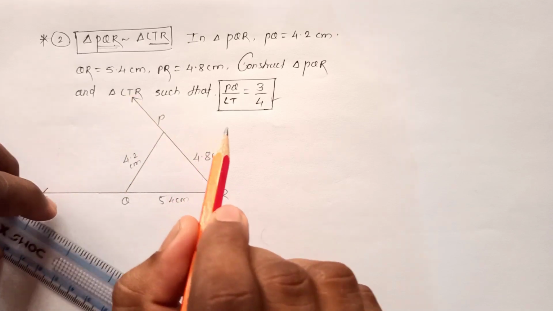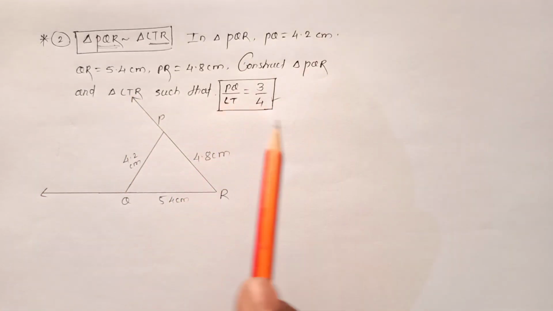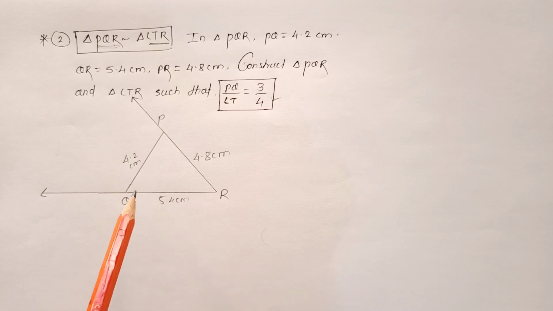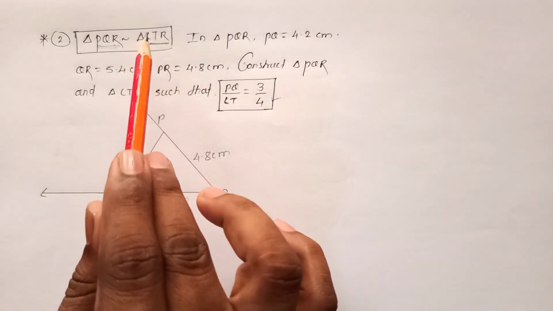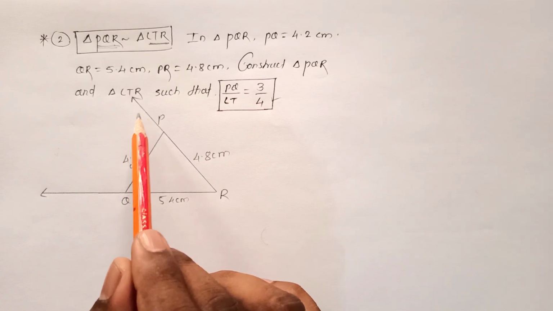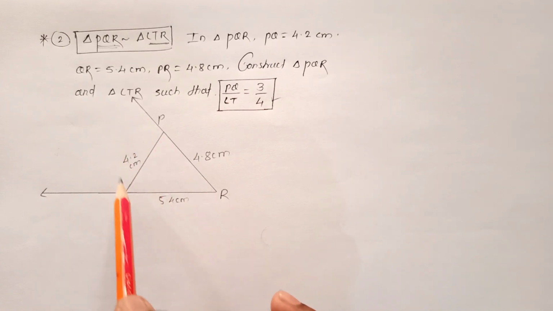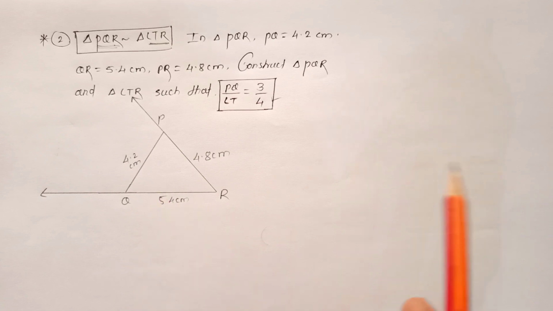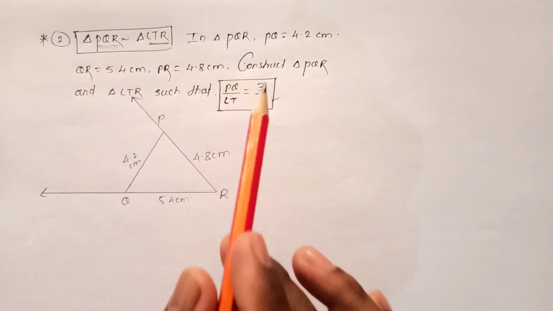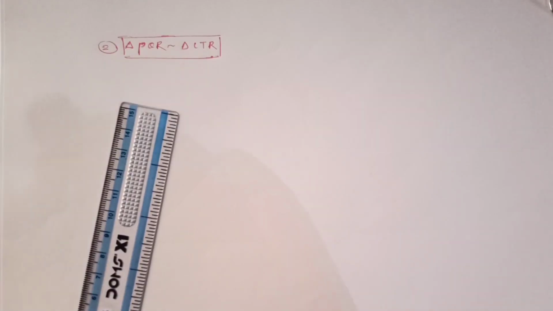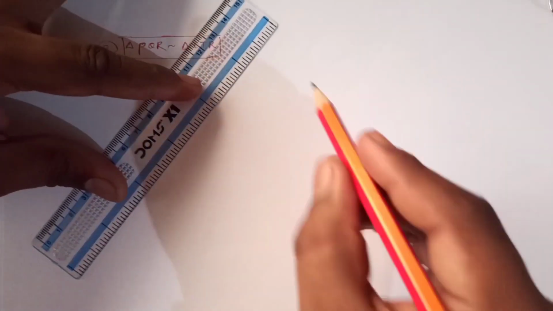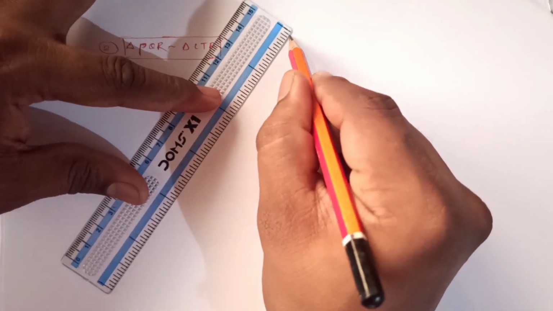Every time, only in the case where the measures of the smaller triangle are given, because the other triangle is a bigger one, definitely that angle will be outside of this triangle PQR. Okay, so let's construct this triangle PQR and LTR. In this construction of the second question, triangle PQR is similar to triangle LTR. Let's draw a rough figure of the triangle PQR.